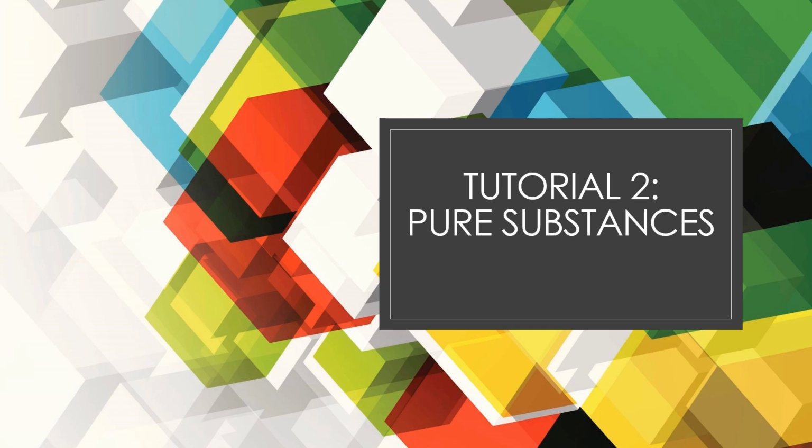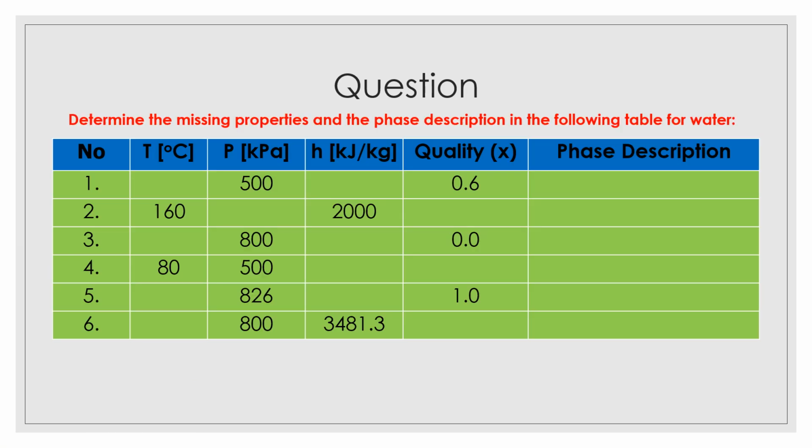This time we will learn how to solve the problem related to the pure substance, specifically to fill up the property tables. This is the question related to the property table. We need to determine the missing property and phase description.